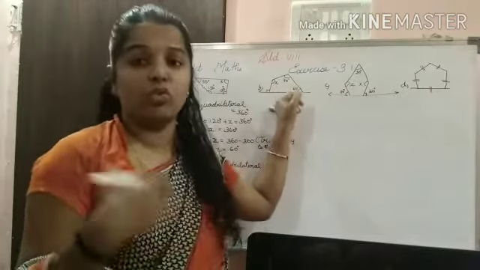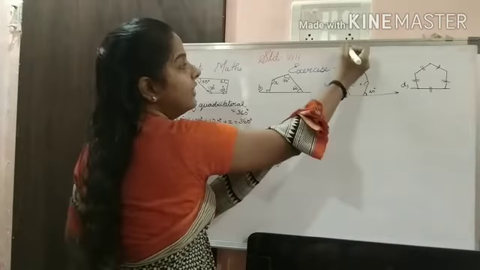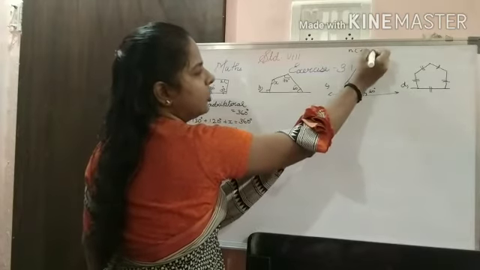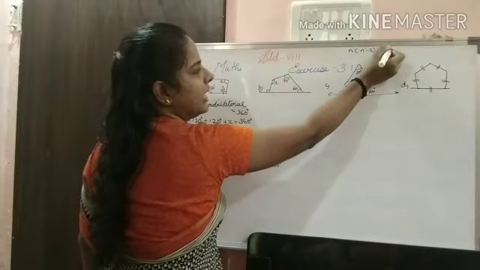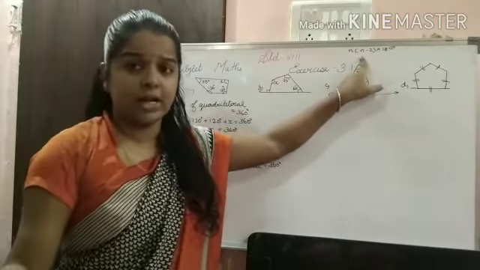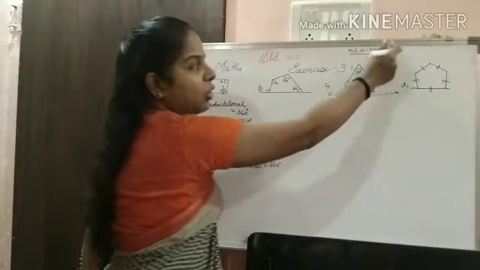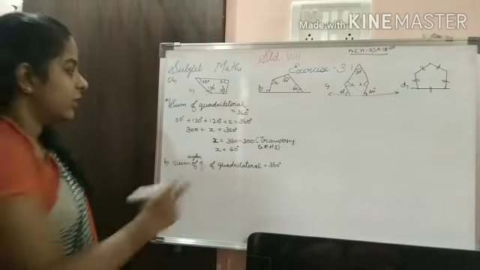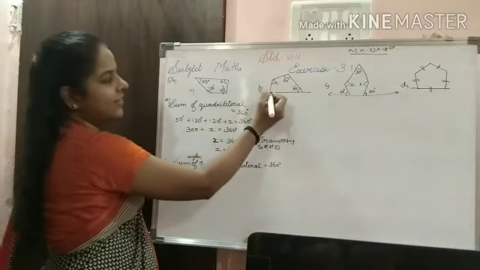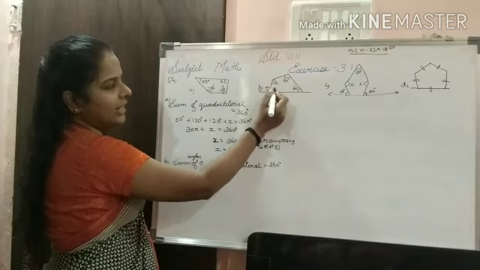But when it comes to five-sided and six-sided figures, there you have to use the formula n minus 2 into 180 degrees to find the sum of internal angles for any figure with more than 4 sides. Understand, students? So here, you can see that this is in a straight line, so it is 90 degrees. So this will also be 90 degrees.